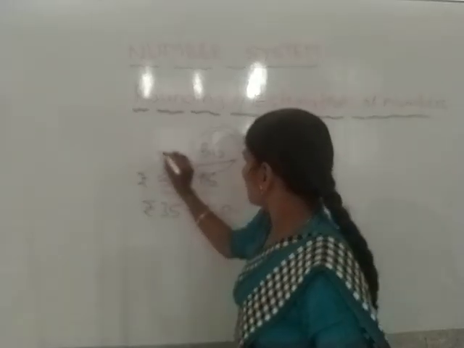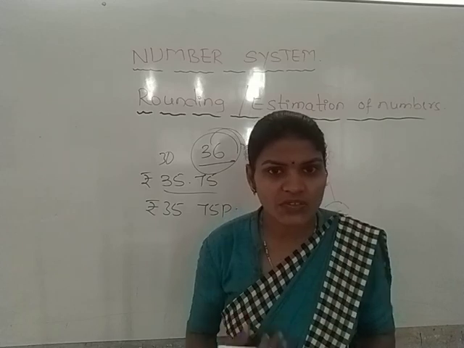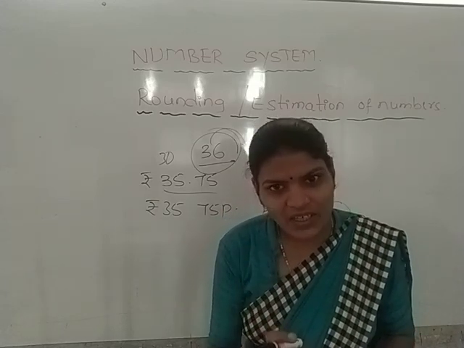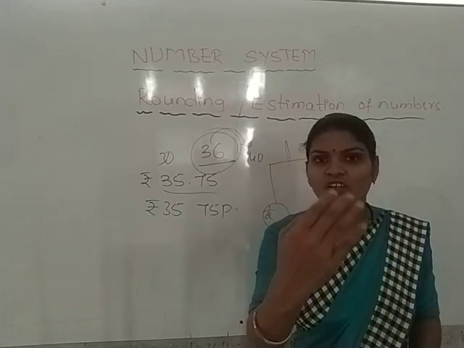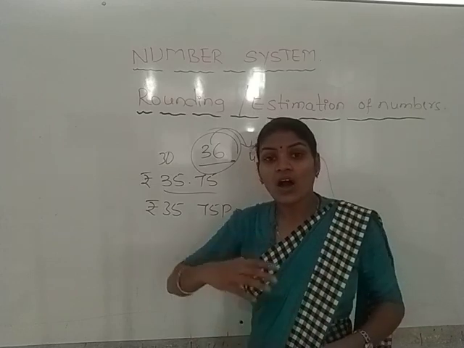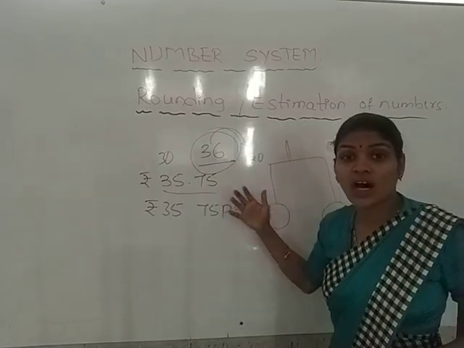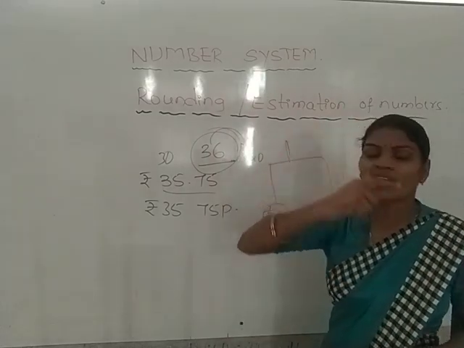If you give 30 rupees, will the shopkeeper accept your amount? No. Beta, you still have to give 6 rupees to me. Please give me 40 rupees, I will give 4 rupees change to you. You will say like that? Yes. So how we round up the amount and how we round up the numbers, we will study in our next class.